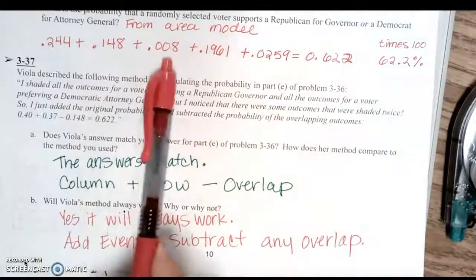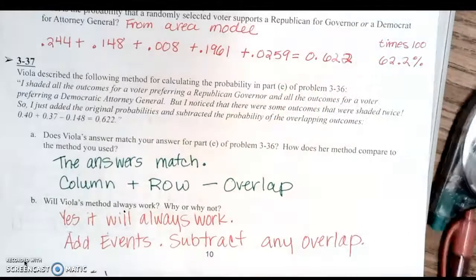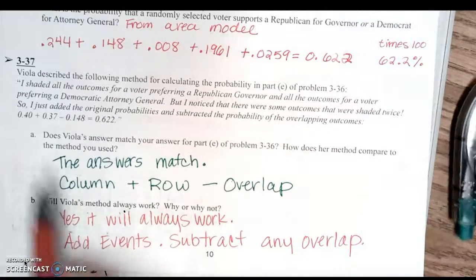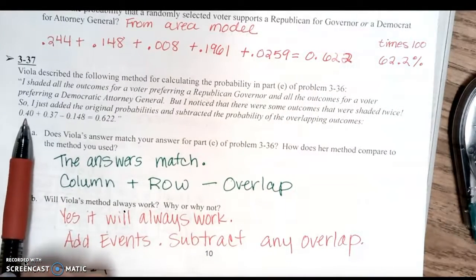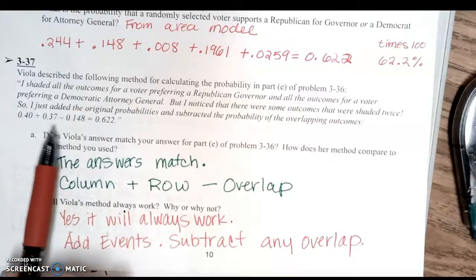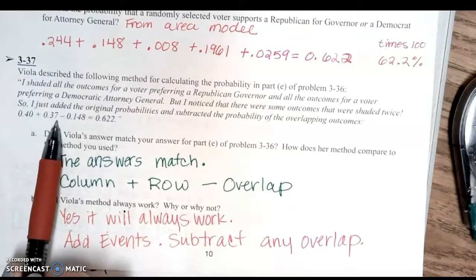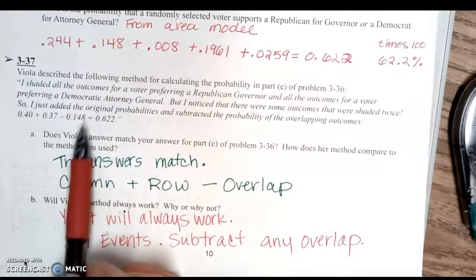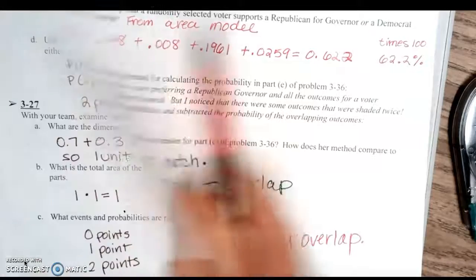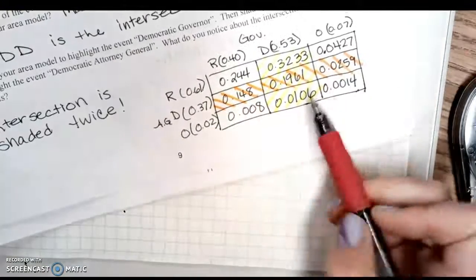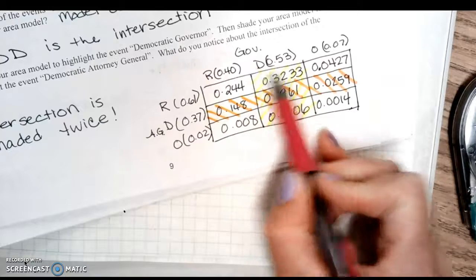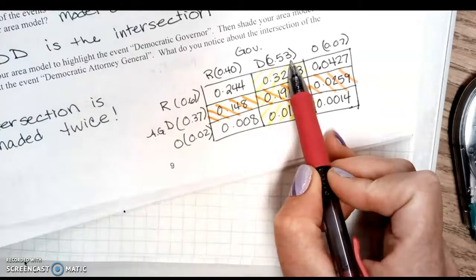So instead of adding each of the boxes, she started with the 0.4, the 0.37, and then subtracted the overlapping. So if you turn back to page 9, you're going to see at the top of this column is where she got the 0.53.